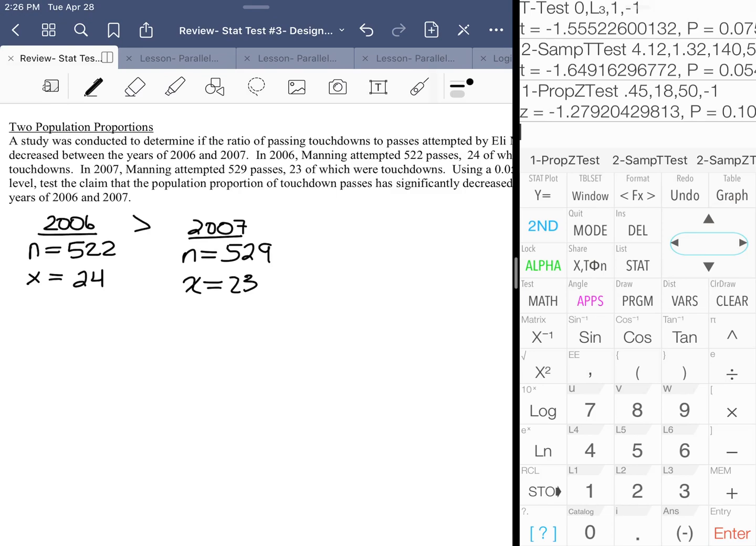Using a 0.05 significance level, test the claim that the population proportion of touchdown passes is significantly decreased between those years. All right, so if it's decreased, that means we started off with a number that was bigger previously. So this is my first group, and this is my second group. The null is always that there's equality. The alternative is related to the problem: the proportion for group 1 is more than the proportion from group 2. That shows a decrease.